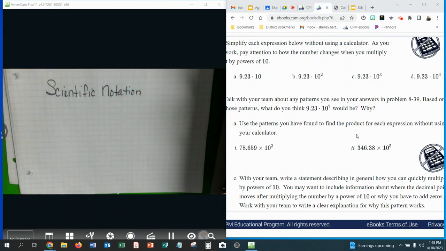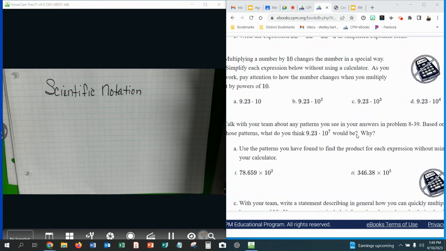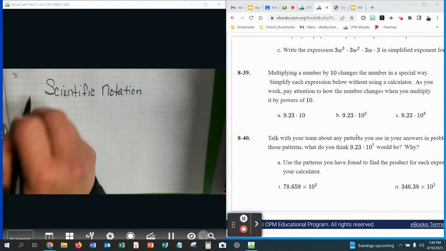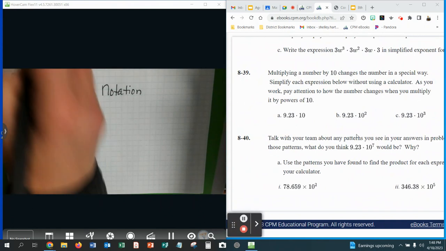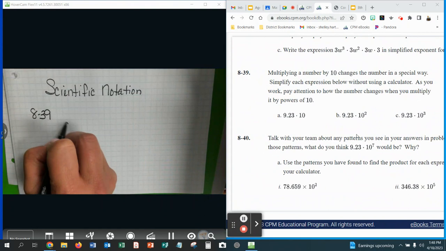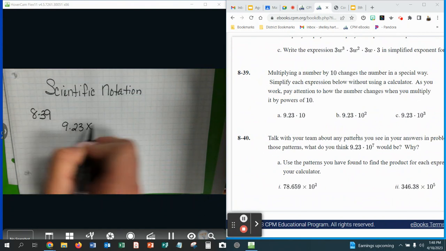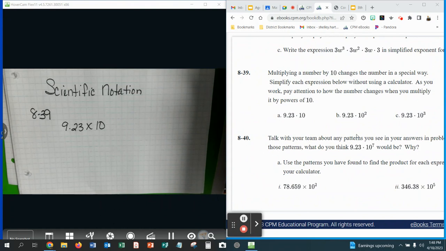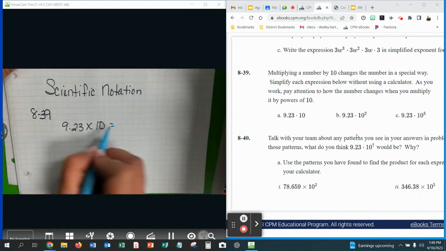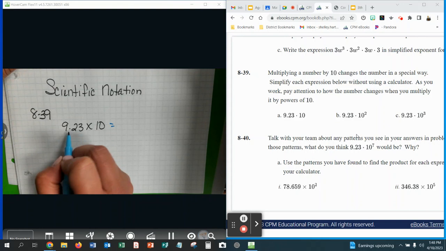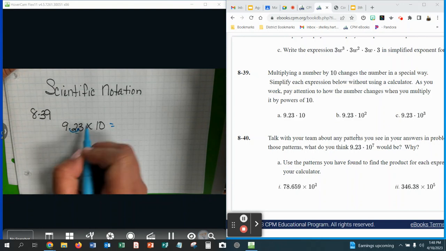So when we deal with scientific notation, we're dealing with exponents, but in a different way. We use scientific notation a lot of times to say 9.3 million miles away instead of writing it all out, as you'll see in just a minute. So let's take a look at 8-39. We've got 9.23 times 10. Well, 10 times 9.23 is 92.3, because I'm just moving that decimal point over.